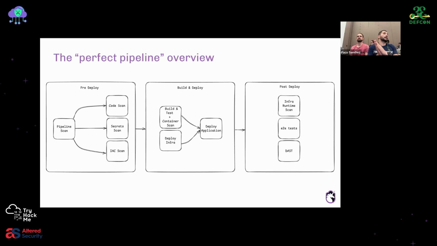So there are a few tips that we can do here. As I have said, this is the perfect pipeline, but we can do stuff for improving or optimizing and reducing times. For example, you can see here that we have the pipeline scan, the infrastructure as code scan, and runtime infra scan.